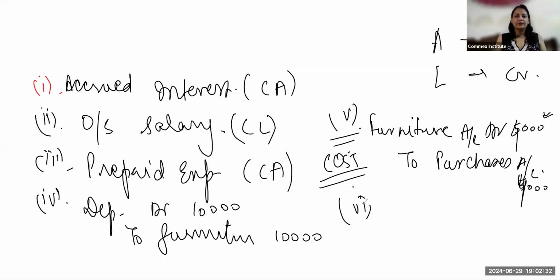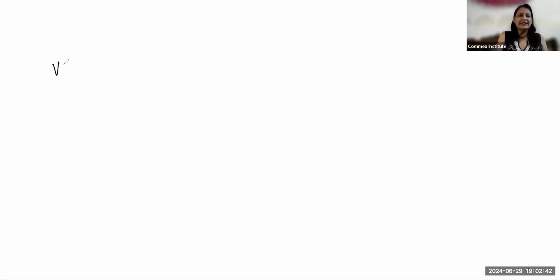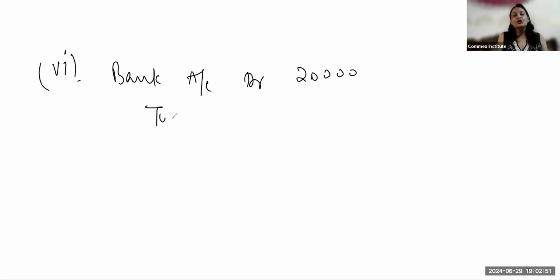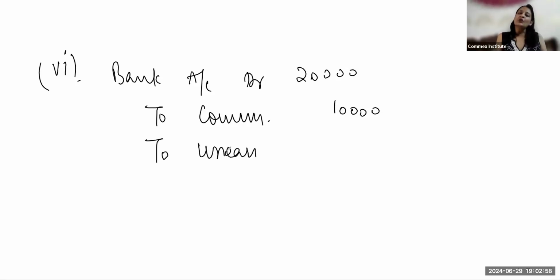Sixth one. Received commission 20,000 by check, half of which is in advance. Now this one is interesting. See, this one, sixth one is good. I have received commission, half of which now I have received it through check. So first of all, check how much was received: a check of 20,000 was received. To commission only 10,000. To unearned commission or advance commission is 10,000. This entry is important, so mark it important in your books.